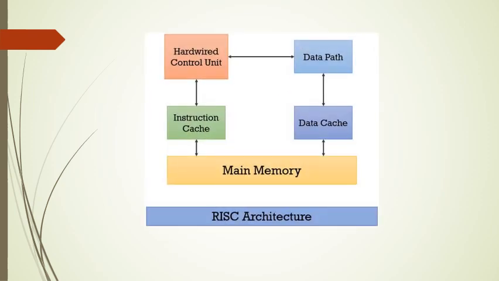The architecture of a RISC is given in the picture, where the block diagram contains a hardwired control unit, data path, instruction cache, data cache, and main memory. Here the main memory is interacting with the other four blocks. The instruction cache and data cache are directly connected to the main memory, and these two cache memories are connected to the hardwired control unit and data path, and there is also a connection between the hardwired control unit and data path.